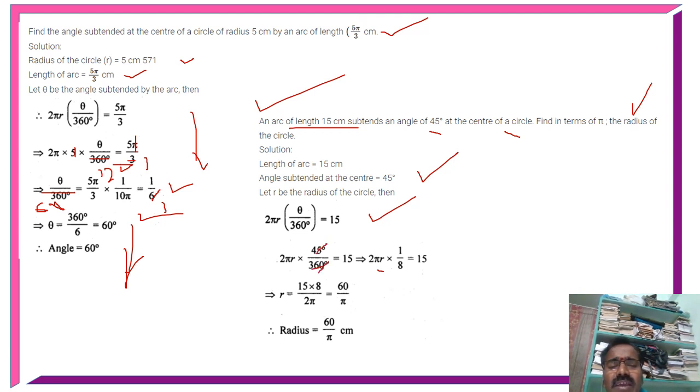Once again I'm saying, cancellation is your wish. After cancelling, we have 8 over here. So 15 equals 2 pi r into 1 by 8. If we do simplification, r equals, transposing to the other side of the equality, the numerator will become the denominator and the denominator will become the numerator. Then we get r equals 15 into 8 by 2 pi, which gives 60 by pi centimeters. Cancellation is your way, students. It is mentioned: find the radius in terms of pi. Let us go with the next model.